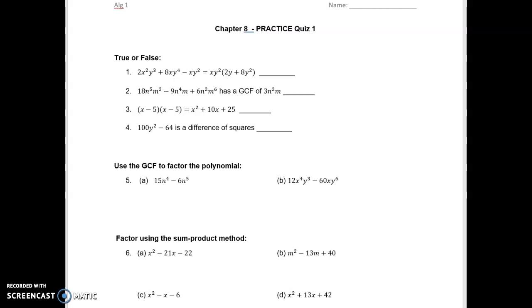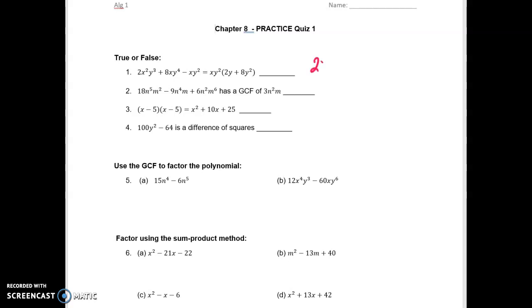Okay, here are the answers or solutions to the Chapter 8 practice quiz, to study for tomorrow's quiz. So in the true-false section, in number 1, we have a polynomial. Is that polynomial equal to the one on the right?